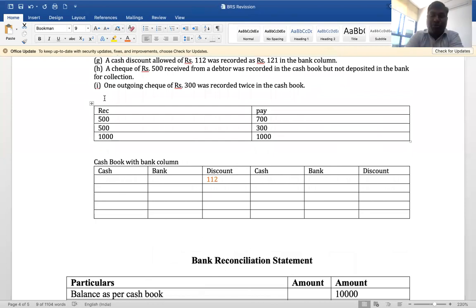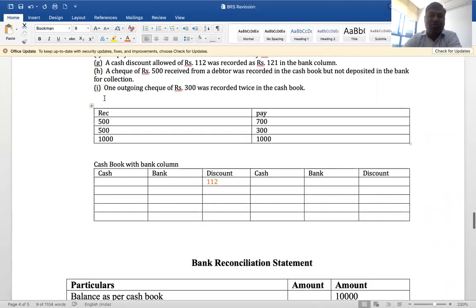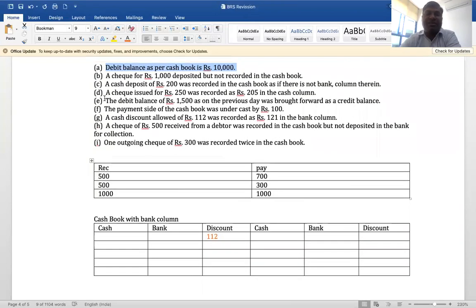Balance as per cash book, 10,000 rupees on the outer column. The heading is bank reconciliation statement. The template has three columns: particulars, amount, and amount. The first item is the balance as per the cash book, 10,000. And what next? A check for 1,000 deposited but not recorded in the cash book. Look at this, 1,000 deposited.